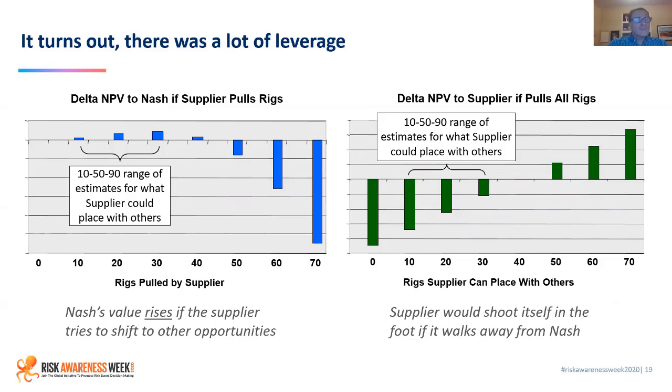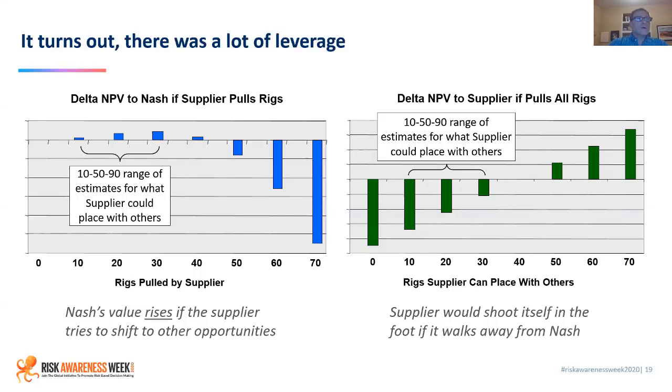In the graph on the left, you see that if the rigs pulled by the supplier range between 10 and 30, our expectation for what the supplier could place with others, Nash actually does a little bit better. Why is that? Nash would shut in some low producing wells, but over time it would also bring in other suppliers at the current rates. So this actually would save Nash some money versus accepting the higher rates. And it wasn't until you get to more than 40 rigs being pulled by the supplier that Nash would start to get hurt.